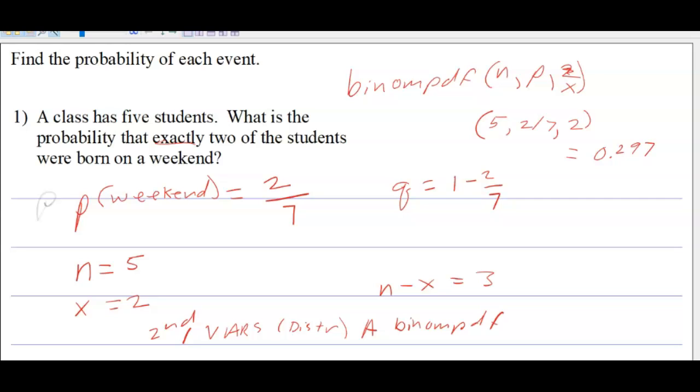So 29.7%, or 0.297, is the probability that in a class of 5 students, exactly 2 of them were born on a weekend. If I changed this to say at least 2, I would have used the binomial CDF function, but I would have put in the same things. Okay, so that's a good example of a binomial probability. I will post some more of these, and I will post a cumulative one also. Email me any questions you have.